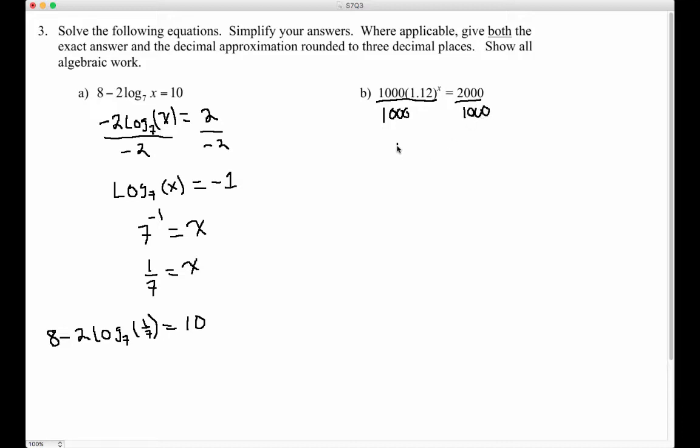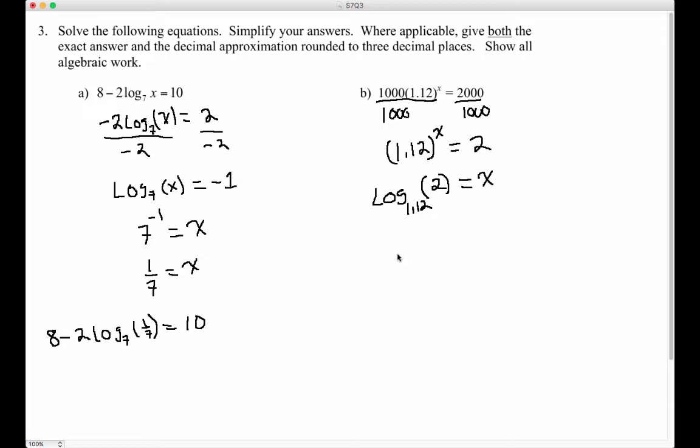And when we do that, we get 1.12 raised to the x power is equal to 2. Okay, so now what? Well, now we need to use the definition of the logarithm to help us figure out what that's equal to. Well, that says the exponent on a 1.12 that gets me back 2 is equal to x.